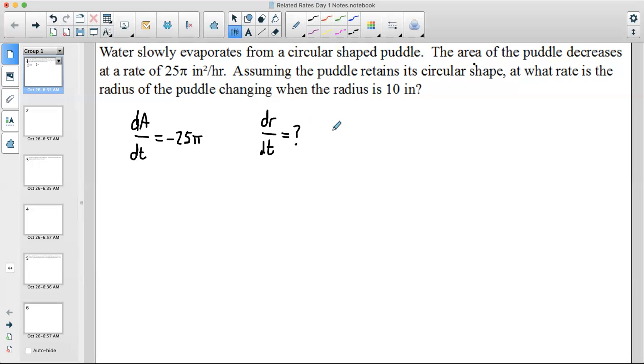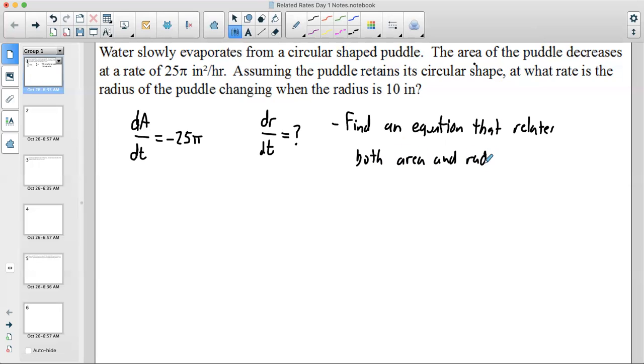So the general rule here is to come up with an equation that relates area and radius. We're going to have to come up with this off the top of our heads, and this is the part that sometimes students struggle with. We want an equation that relates the area of a circle to its radius. And then we're going to take derivatives once we get that equation written down.